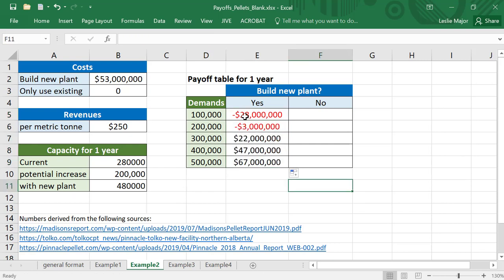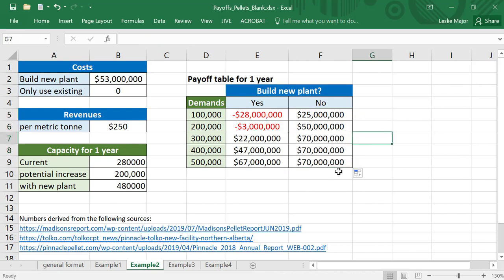Okay, now if I do not build a new plant, what does that look like? Well, again, do that same minimum call. So the minimum between your demand, and again you can lock that if you want, and your potential capacity. If you don't build the new plant, all you can do is produce the 280,000. Lock that cell reference by hitting F4. And that will give us our actual amount that we can sell. Multiply that by the $250 that we make per metric ton. And then we actually don't need to subtract anything from it. If you wanted, you could subtract the $0. Might be a good idea too, in case you have to do some upgrades to just keep using the existing plant. If you subtract that $0 right here, that allows you to change that number later if you want. Okay, now copying that down, let's have a look here.